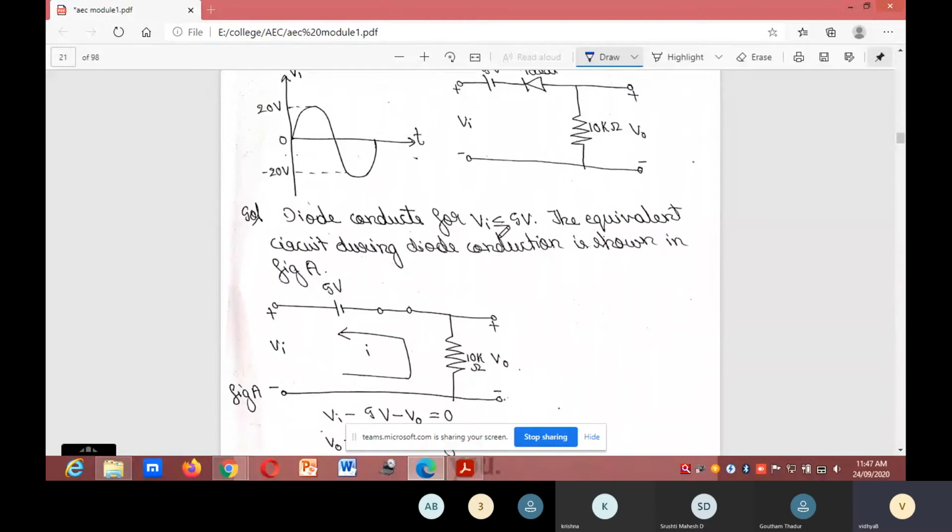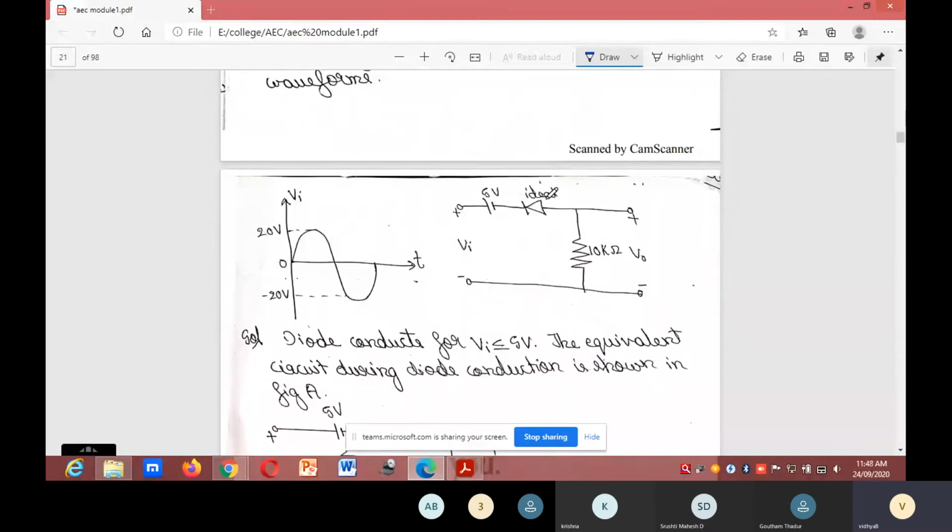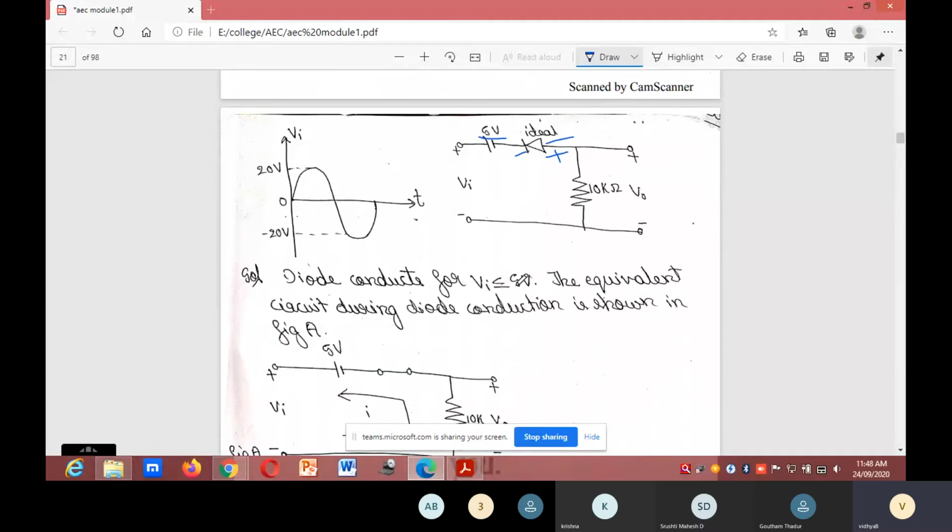The diode conducts for Vi less than, they have given an ideal diode, so no need to consider 0.7. They have not specified which diode, so we need to consider only voltage. Reference voltage is 5. The input will start with negative and then positive. That means the diode will conduct for the negative off cycle, Vi less than 5 volts.